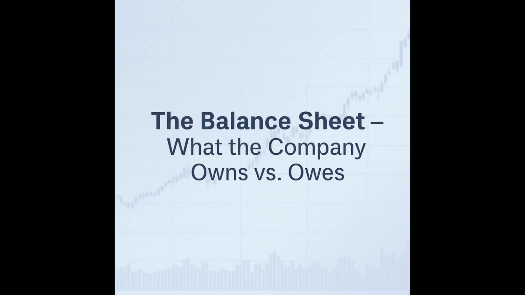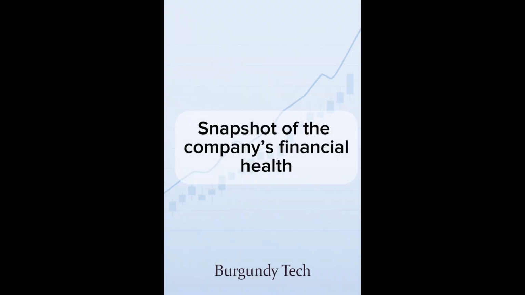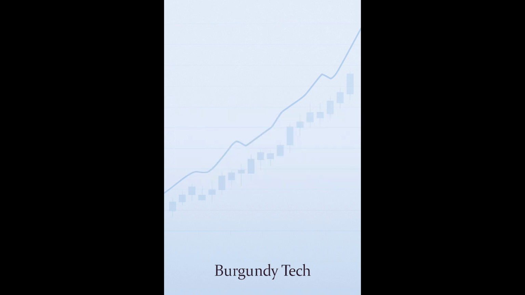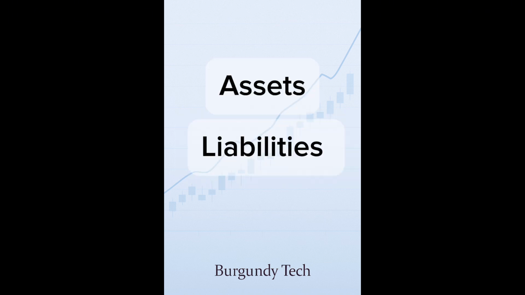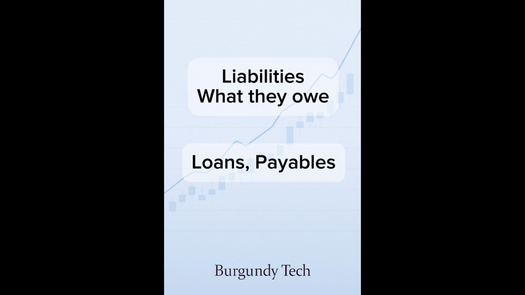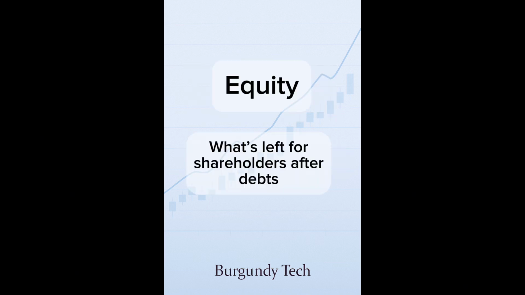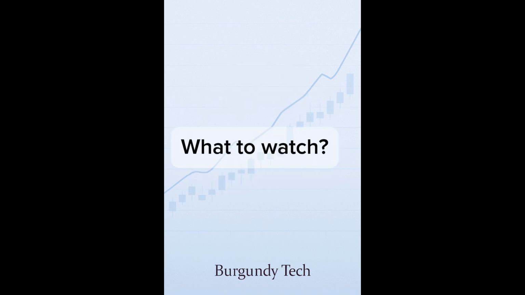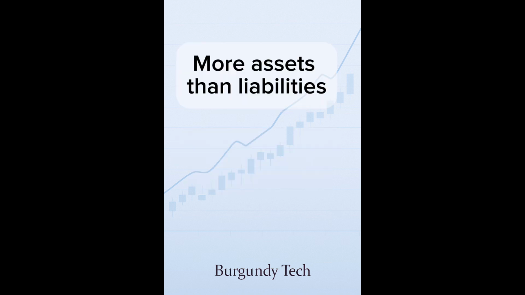Now the next statement. The balance sheet, what the company owns versus owes. This is a snapshot of the company's financial health at one point in time. Sections: assets, liabilities, and equity. What they own: cash, buildings, inventory. What they owe: loans, payables. Equity: what's left for shareholders after debts. Here's what you want: assets higher than liabilities. That tells you the company can handle tough times.